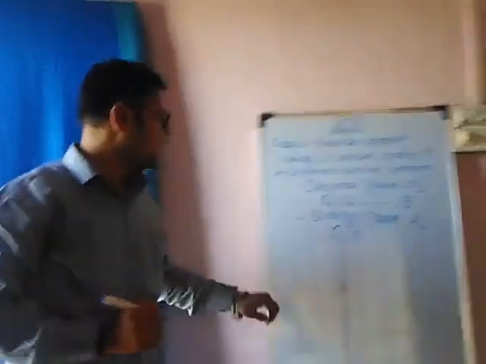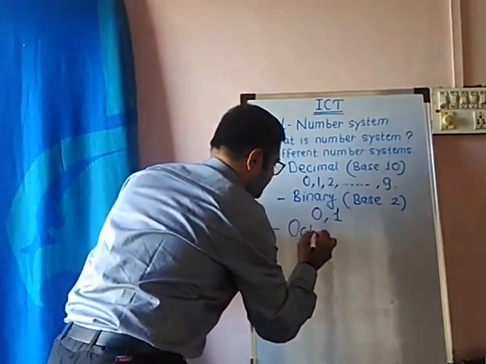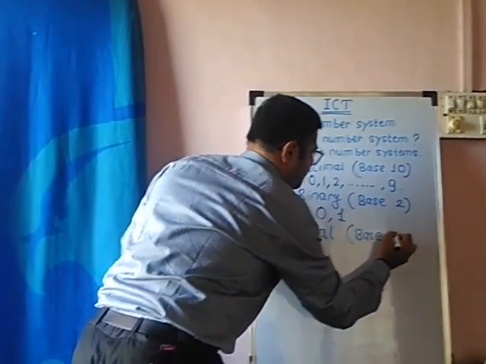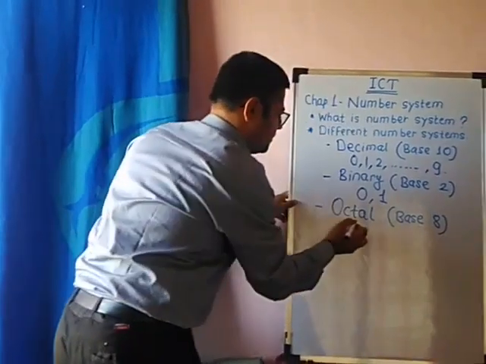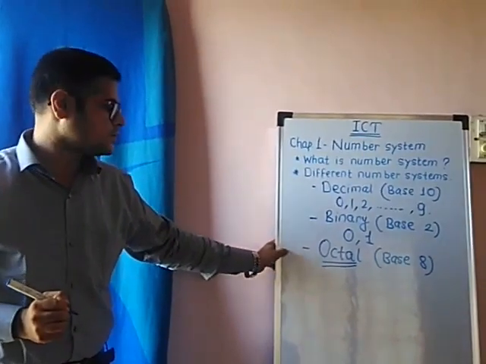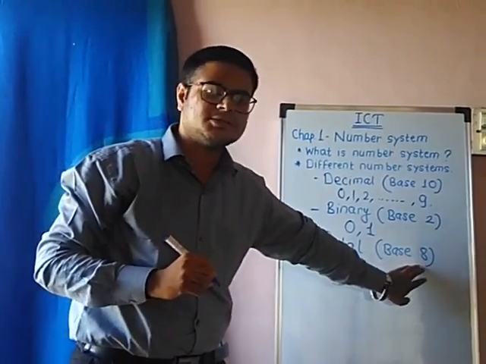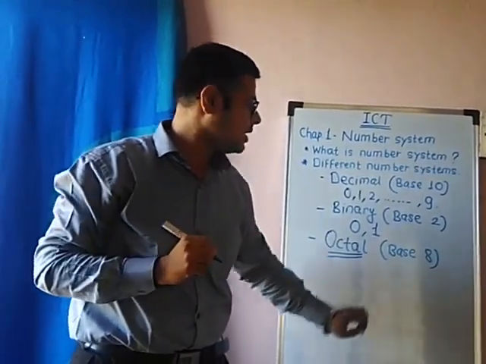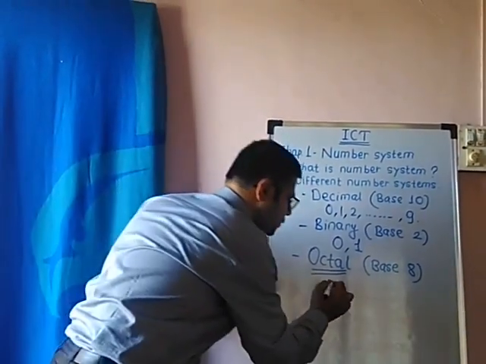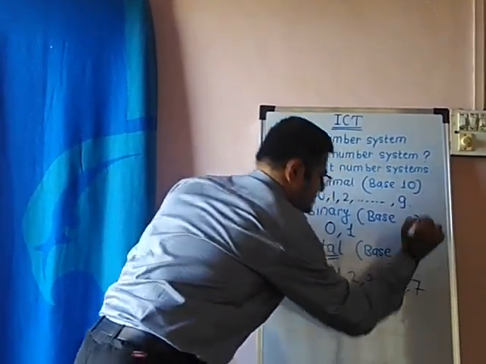Next number system we are going to discuss is octal number system. Here, octa means 8. In chemistry also you might have heard that octa means 8. That is why the base of this number system is 8. Now can you tell me how many numbers it includes? Yes, it includes numbers from 0 to 7. Okay, 0 to 7. Fine.